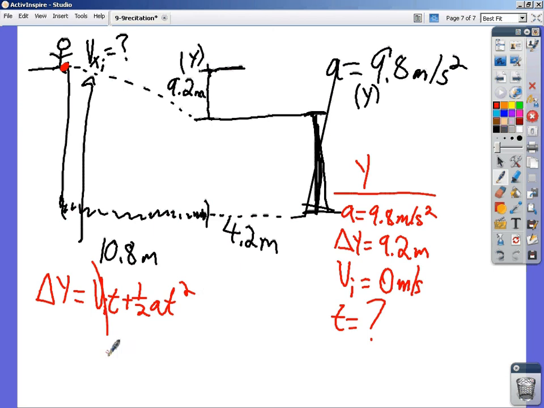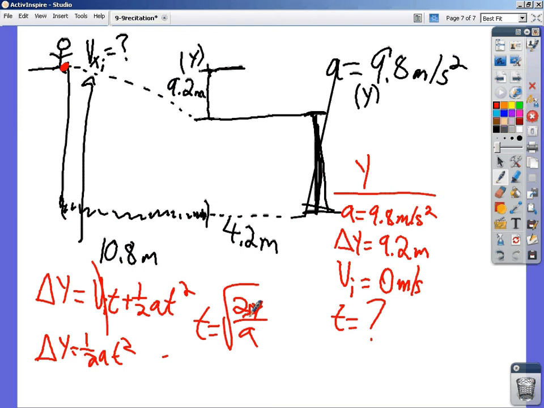What are you trying to find? Wait, so that t right there is the final equation? That's the equation from the bottom left. All I did here is I took this, I canceled out VIT because VI is 0, and then I rearranged this equation for t. So I could plug in my numbers and get a time. For this problem, t is equal to 1.370 seconds.